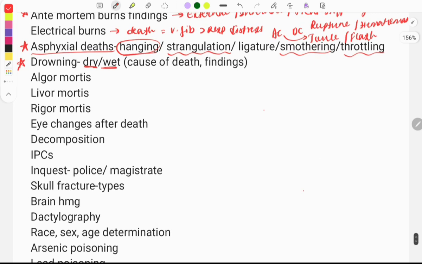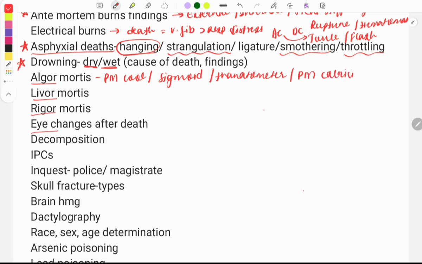Then moving on to the postmortem changes like algor mortis, rigor mortis, the eye changes, and decomposition. Algor mortis means postmortem cooling, when the body cools down. Questions are asked on the curve, and it is a sigmoid curve or S shape, and the instrument we use is the thermometer. And in certain conditions, the body does not cool after death, and that condition is called postmortem caloricity. You need to know in which conditions it is seen, like tetanus, defective thermoregulation, heat stroke, puncture hemorrhage, burns, and septicemia.